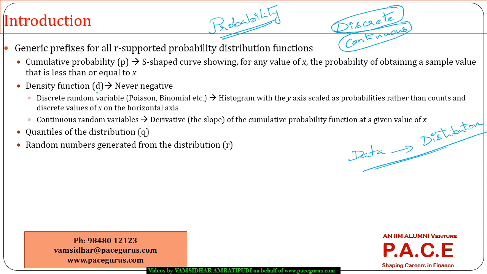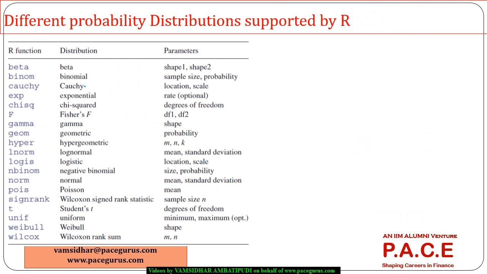Now, in R, there are a good number of distributions that R is supporting. This is a list of both continuous as well as discrete. Beta is a continuous distribution. Binomial is a discrete distribution. Cauchy is again continuous. Exponential is continuous. Chi-squared is continuous. F is continuous. Gamma is continuous. Geometric is discrete. Hypergeometric is discrete. Log normal is continuous.